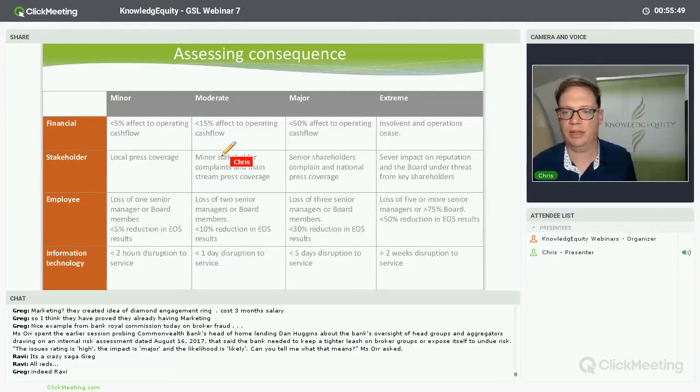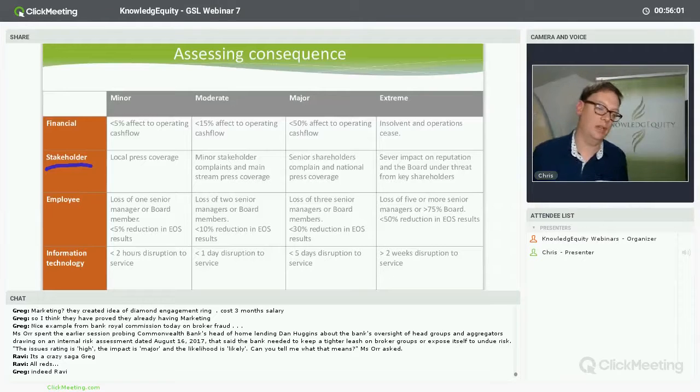It could be a greater than 15% hit to operating cash flow, right? Stakeholder one is really important. Yes, we look at this first, but senior shareholders complain and you've got national press coverage. So you're assessing the risk of the release of your remuneration packages. Right? No, I'm not talking about CPA necessarily. We're talking about a whole range of companies, because now we have a two-strike rule. Employees. What happens if a whole bunch of senior managers leave?